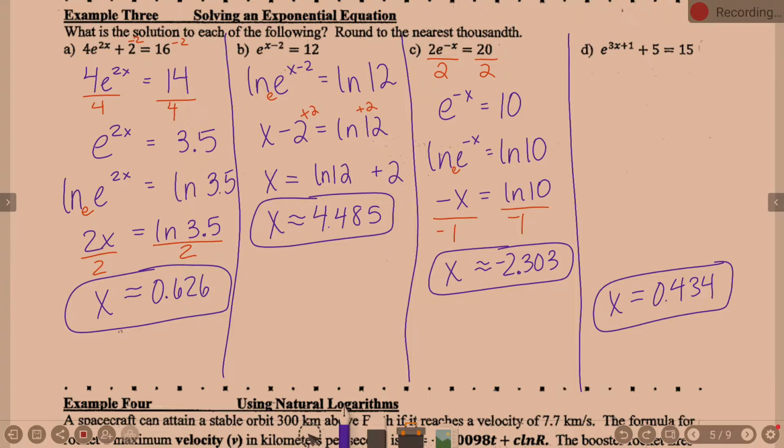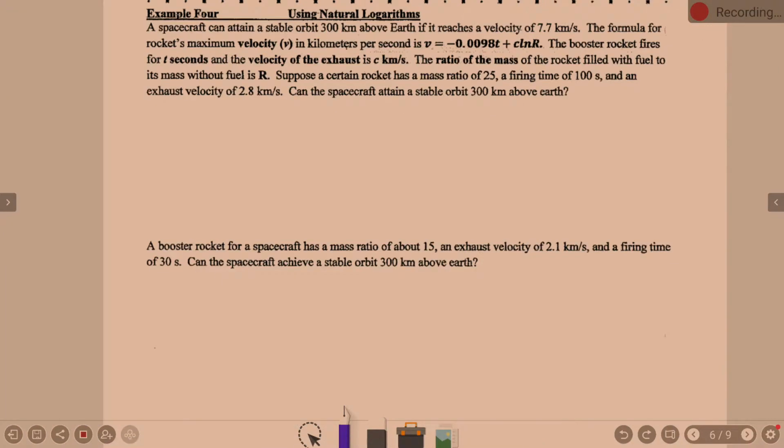And I want to talk about this word problem here. Your favorite, right? No. Has lots of words, I'm sorry.